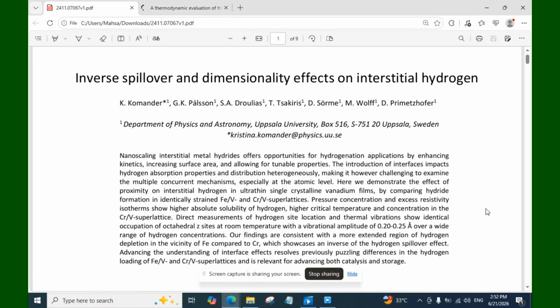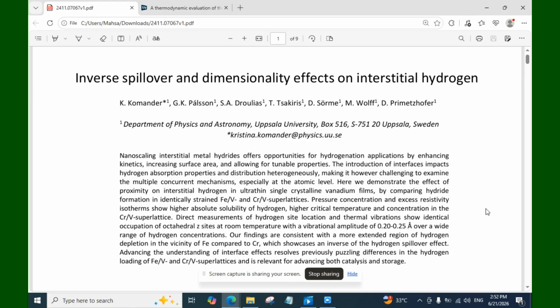In the name of Almighty God, I am Master Sankoshi, and today I want to talk about inverse spillover and dimensionality effects on interstitial hydrogen. It was written by Commander Palson and others from the Department of Physics and Astronomy, Uppsala University.